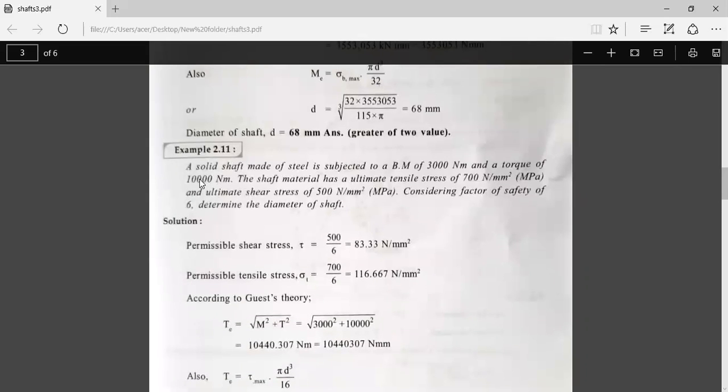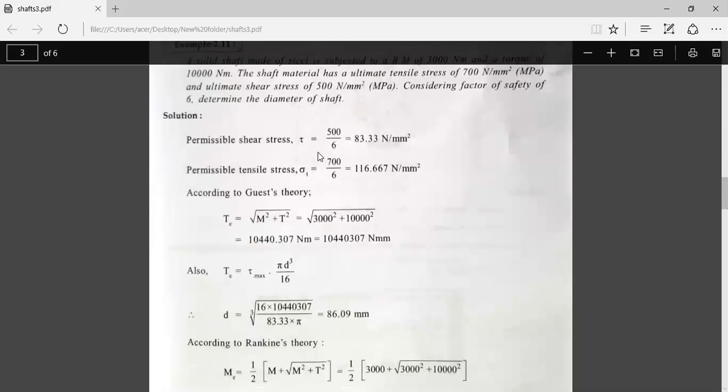Now going to solve the second problem. A solid shaft of steel is subjected to a bending moment 3000 Newton meter. Similar problem, and a torque of 10,000 Newton meter. The shaft material has the ultimate tensile stress 700 Newton per mm square and ultimate shear stress 500 Newton per mm square. Considering the factor of safety 6, determine the diameter of shaft.